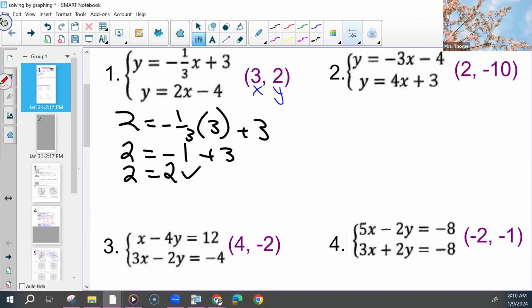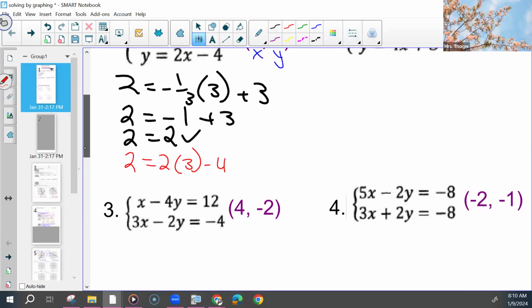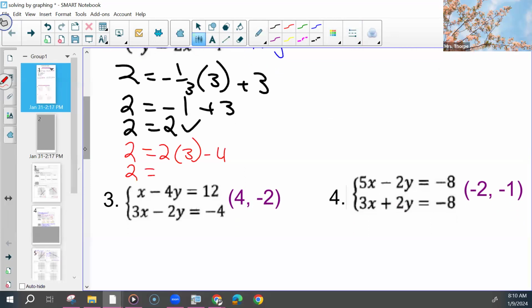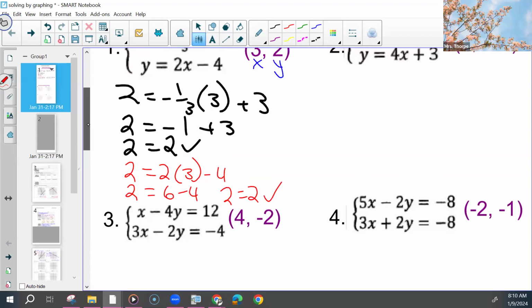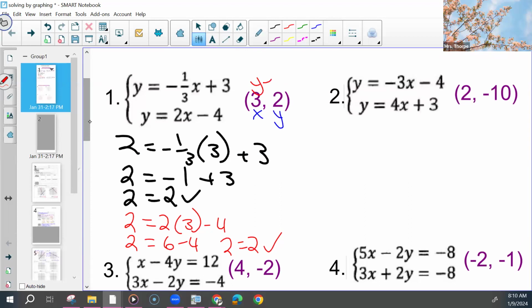But again, it has to work for both. If it doesn't work for both, then it's not the solution. So let's test the other one. 2 equals 2 times 3 minus 4. We have 2 equals 6 minus 4. Does 6 minus 4 give us 2? Yes. So that works. Because it works for both, I can say this is the solution.